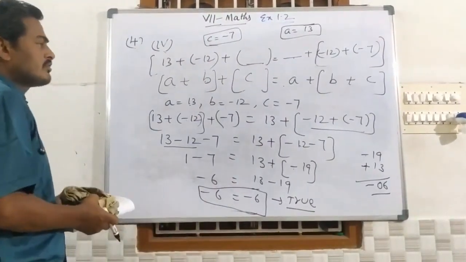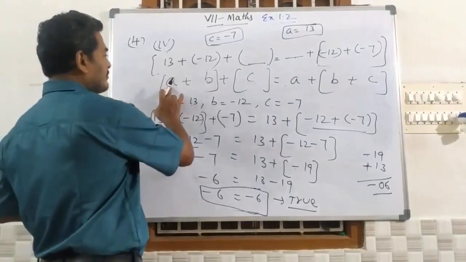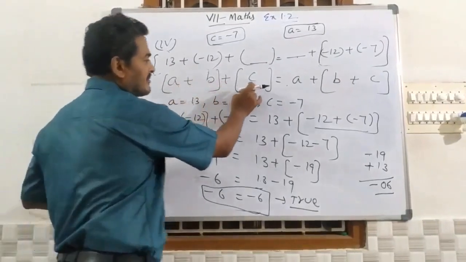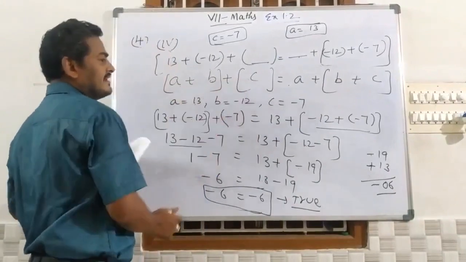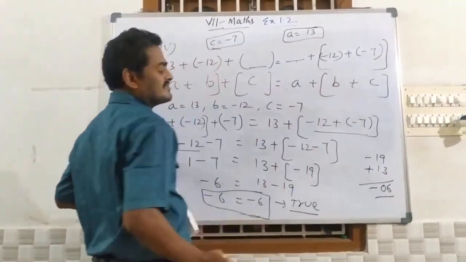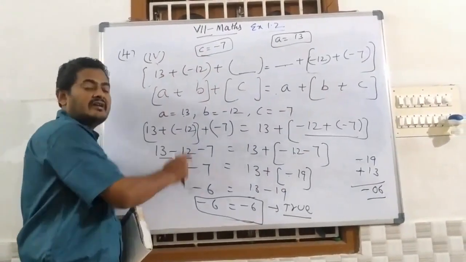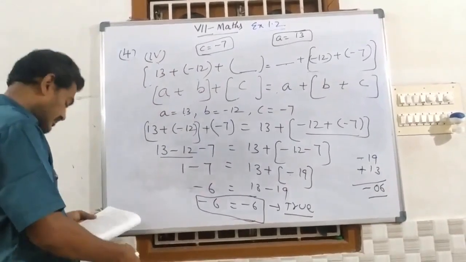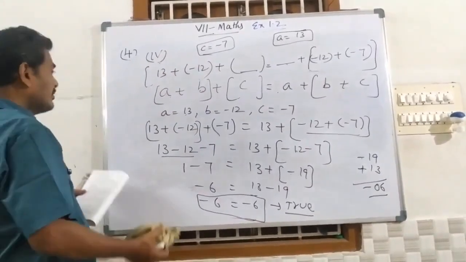So which property are we going to apply here? Here we apply the property: A plus B plus C equals A plus B plus C. What is the name of this property? It is the associative property.